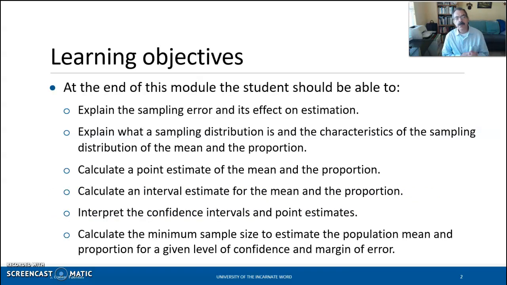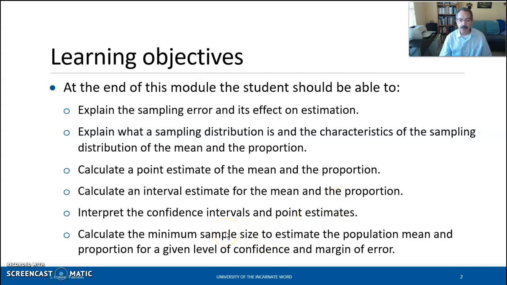The objectives for this module are that you should be able to explain what the sampling error is and its effect on estimation. Also, you should be able to explain what a sampling distribution is, what the characteristics of the sampling distributions are, and that, as I said, distributions, because there is one for the mean and there is one for the proportion. Also, you should be able to calculate the point estimates for the mean and the proportion. You should be able to calculate an interval estimate for the mean and the proportion. And very importantly, you should be able to interpret the confidence intervals and point estimates that you calculate.